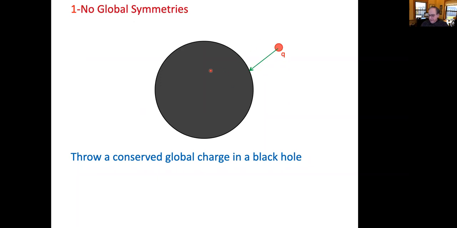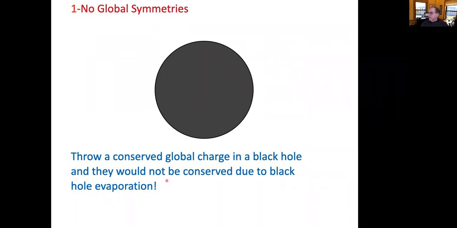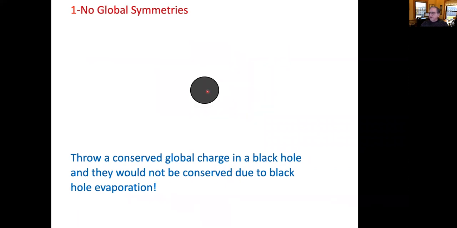So you throw it in, and once you throw it in, we know that according to Bekenstein and Hawking, the black hole is going to evaporate. In fact, this is the Hawking radiation. And so once it evaporates, it gets smaller and smaller.